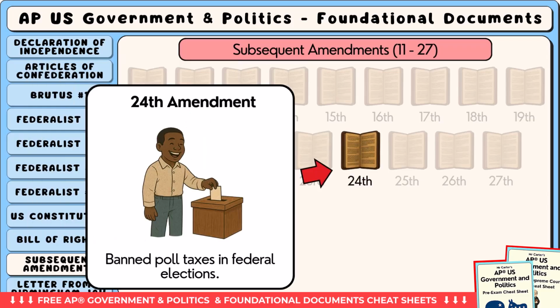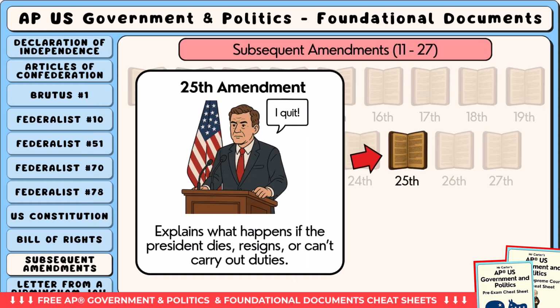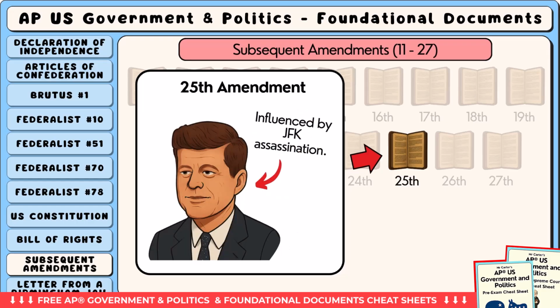The 24th Amendment banned poll taxes in federal elections. Poll taxes were fees people had to pay to vote, and they were often used to prevent poor people, and especially African Americans, from voting. The 25th Amendment explains what happens if the president dies, resigns, or can't carry out duties. It allows the vice president to take over, and it creates a process for filling a vice presidential vacancy. This amendment was heavily influenced by the assassination of President Kennedy.